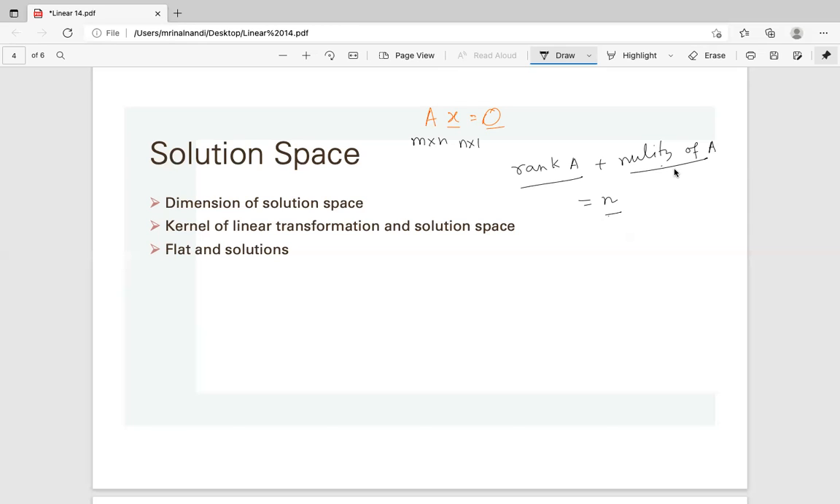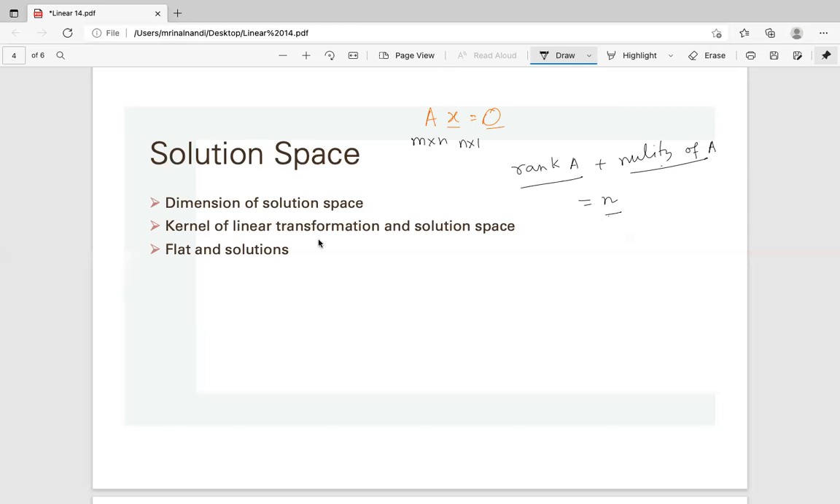Now, there is no use of the number of variables. For consistency or inconsistency, there is no use of n. We don't need to know what n is. But for uniqueness, or unique versus non-unique, n is involved now.